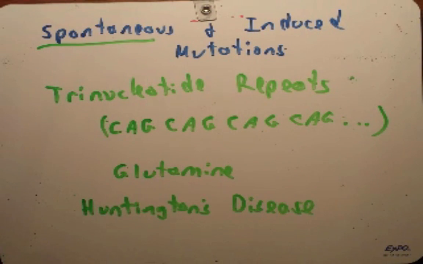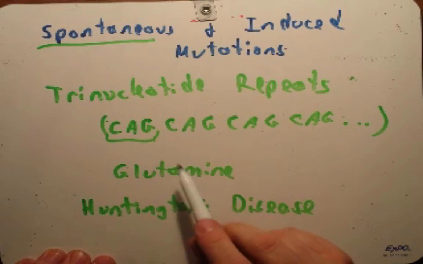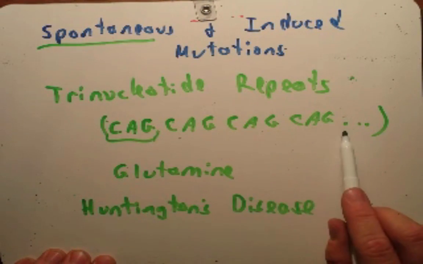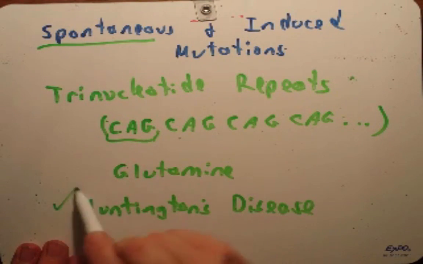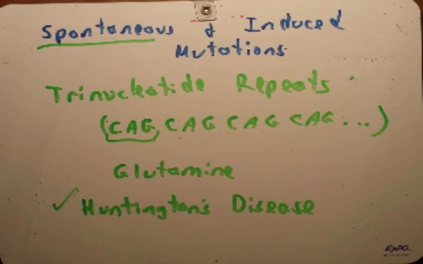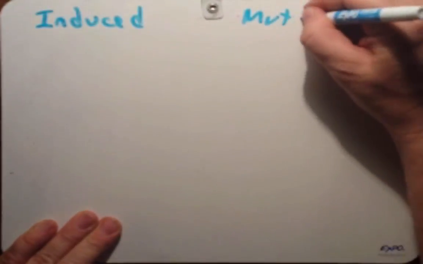So all I want you to know about trinucleotide repeats is that it's the addition of 3 nucleotides in a row, and it's the same. And in this particular case, and you should know this case, it's a good one to know, it adds a series of glutamines that can lead to the disease Huntington's. Alright, let's go ahead and continue our discussion, and now let's start focusing on induced mutations.